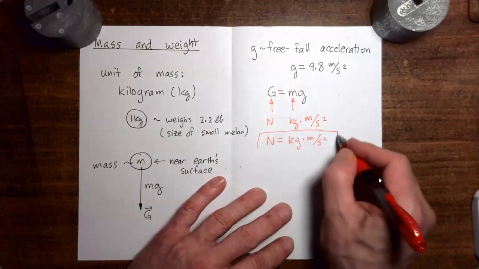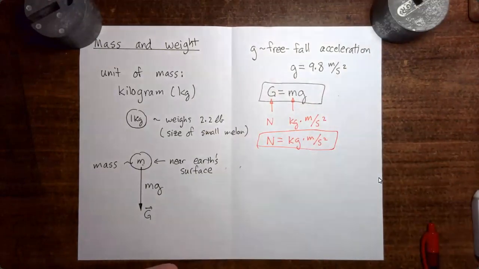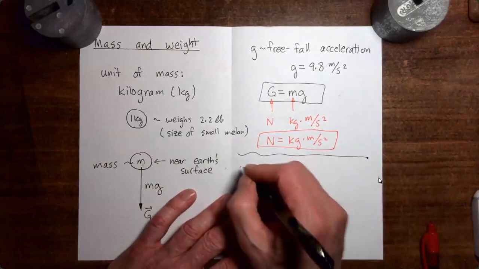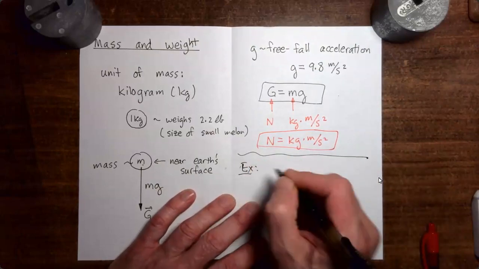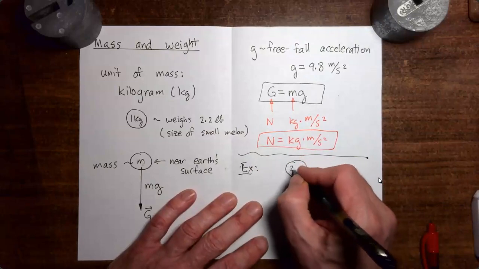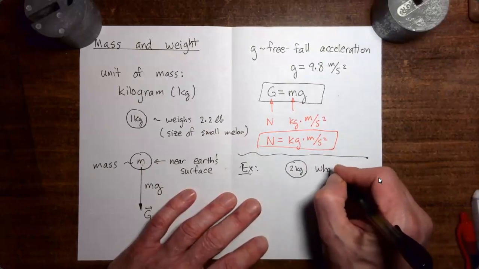So let me box that. We're going to be using that quite a bit, and I suppose this should be boxed as well. Okay, so let's just do a quickie example with this. Let's say that I have an object with a mass of 2 kilograms. I want to know what is the weight of the object.